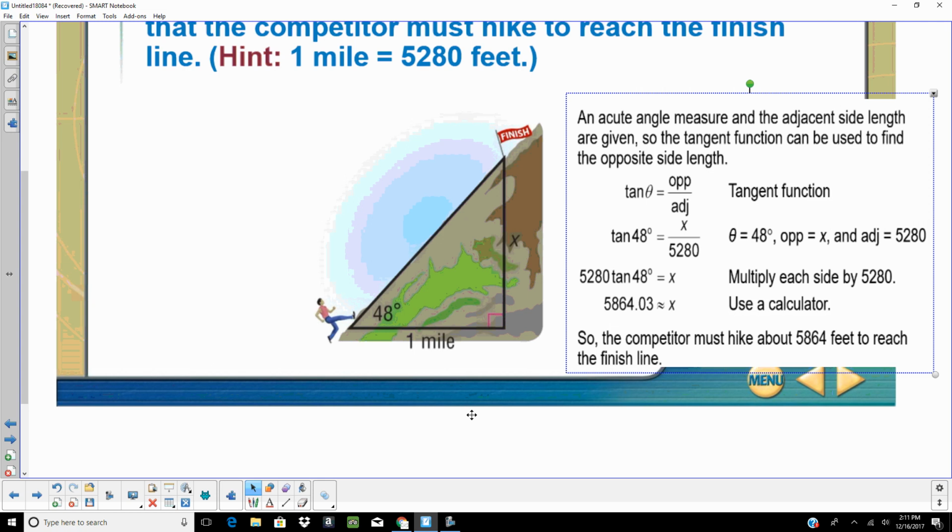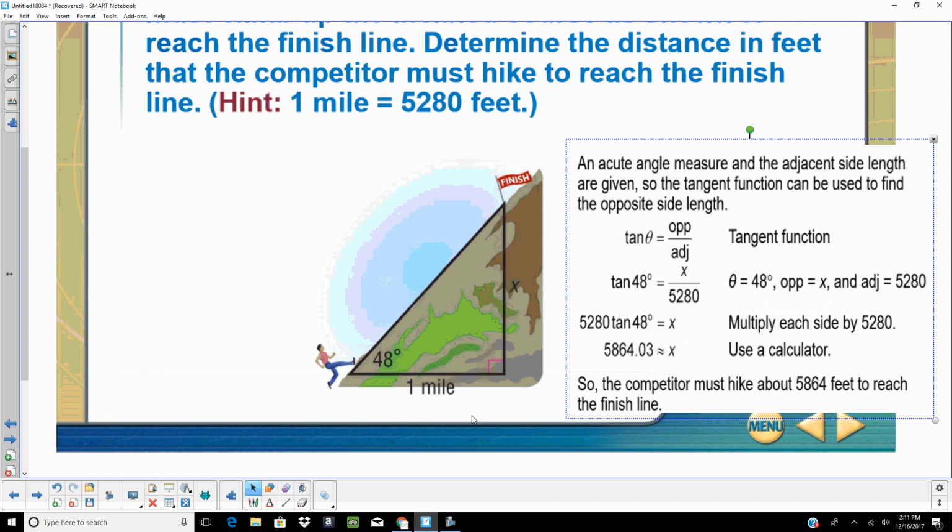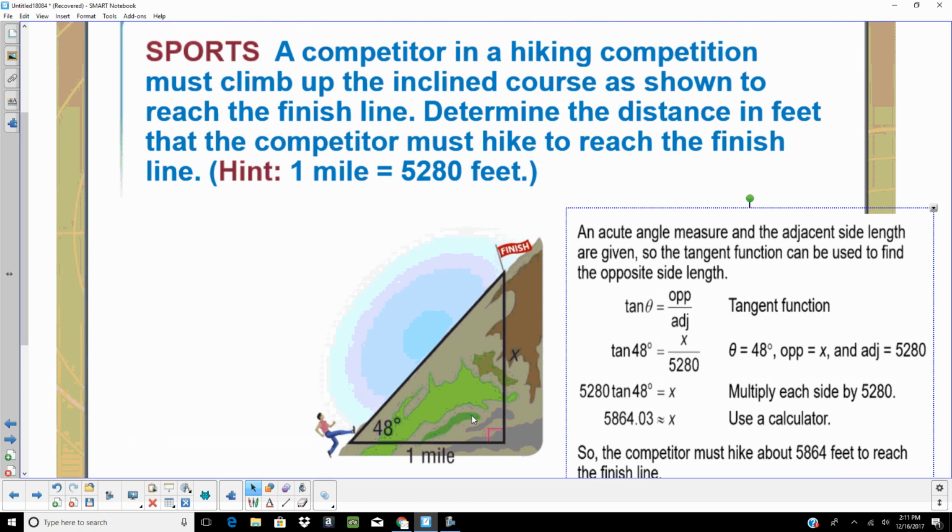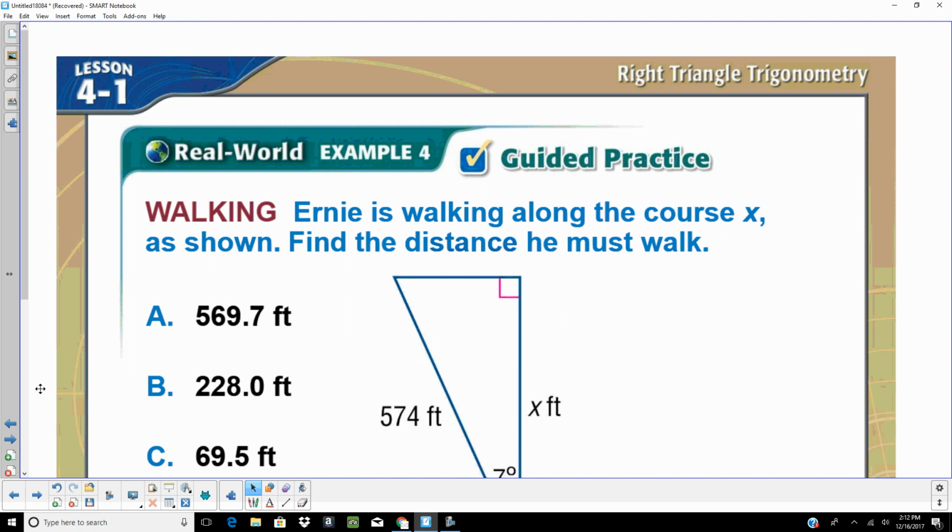I'm not sure if I 100% agree with how this problem is written, because if you look at it, it's asking how much the hiker has to hike, and you can interpret that two different ways. Well, he has to hike up. The height is going to be 5,864, but the total distance he's actually going to be going is that hypotenuse. So you might ask yourself, how could I find that distance? And the answer would be the Pythagorean theorem. All right.